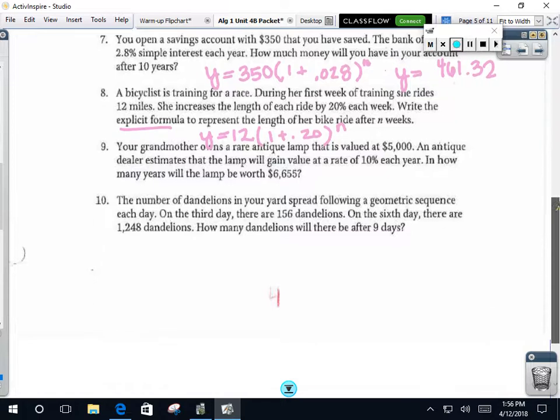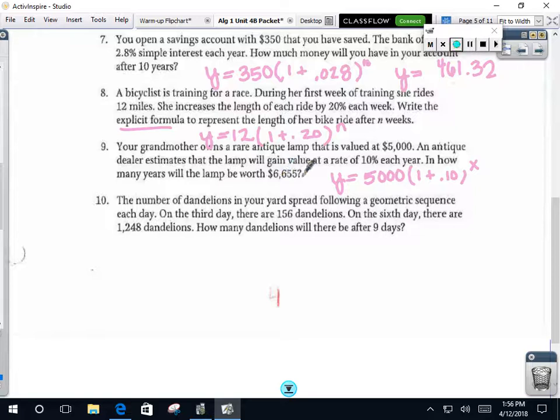Number 9. Your grandmother owns a rare antique lamp that is valued at $5,000. An antique dealer says that the lamp will gain value at a rate of 10% each year. In how many years will it be worth $6,655? So $5,000 would be its starting value, and then it's gaining value, so 1 plus 0.10. But in how many years means we don't know the time period. We're trying to figure out how many years it will take to be worth that. So what do we do?